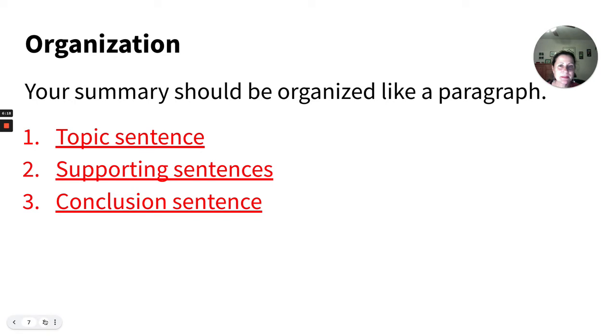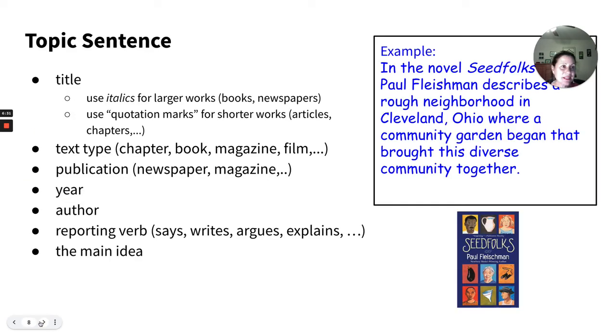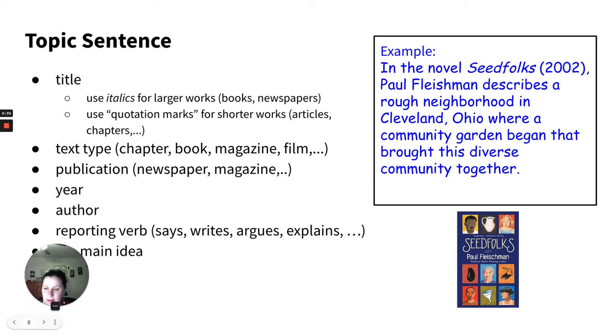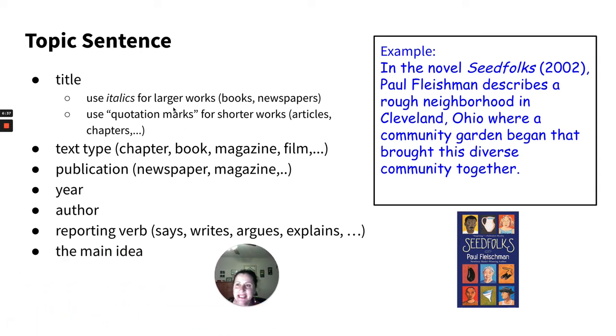Now I'm going to explain how to organize a summary. Just like a paragraph, you need a topic sentence, supporting sentences, and a conclusion sentence. Let me talk about the topic sentence first. In a topic sentence, you want to give the title of the text. So for example, if you're summarizing this book, you want to give the title Seed Folks.